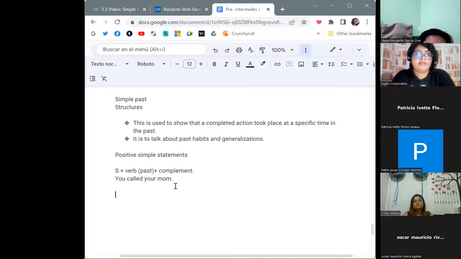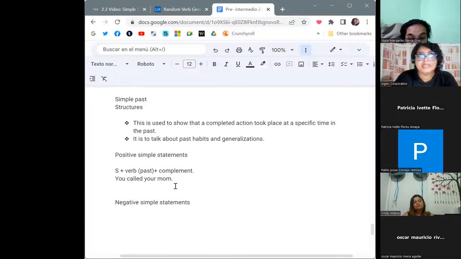And with the negative simple statement is the same thing. Bueno, en este caso es casi lo mismo, pero solo vamos a agregar un elemento más. We have the subject plus didn't. Aquí vamos a utilizar el auxiliar con la palabra negativa, que es did not or didn't, plus the verb. In this one is simple present. And then the complement.